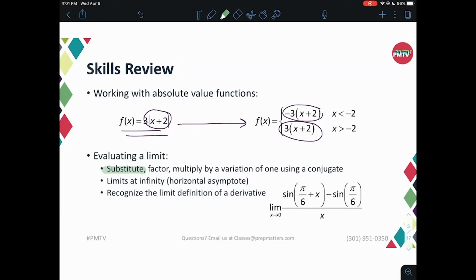If that first attempt of substitution leads us to something like 0/0, an indeterminate form, and we're working with a polynomial over a polynomial, we can try to factor, or we can try to multiply by a variation of 1 using the conjugate. What I mean by that is something like x minus the square root of 7 over x minus the square root of 7. Some expression that equals the value of 1, the only thing we really could multiply an expression by, but using the conjugate of either the numerator or the denominator.